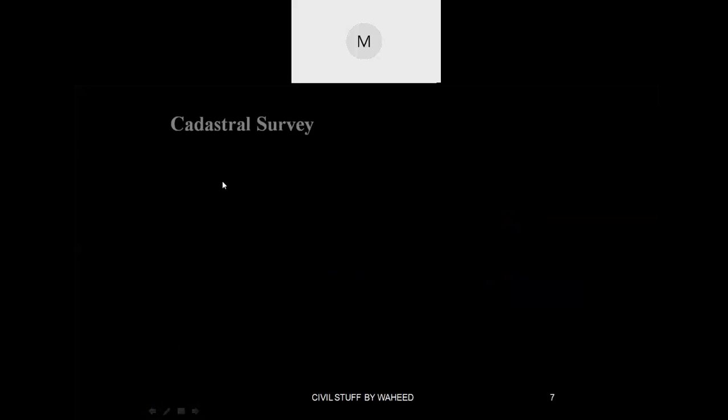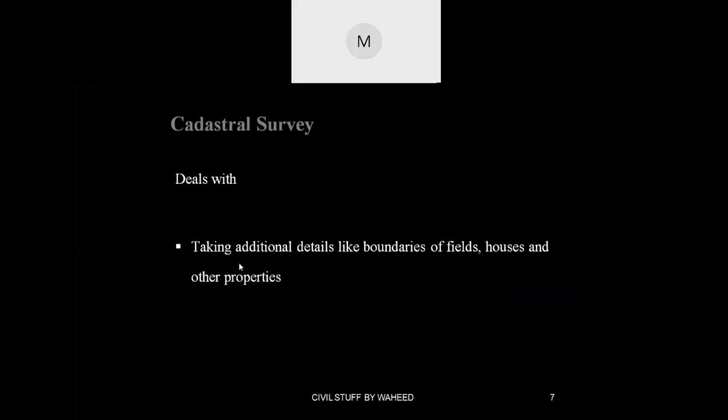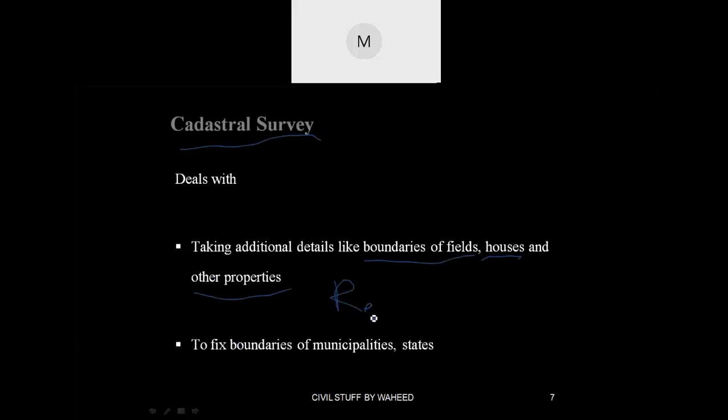Next, cadastral. What do you mean by cadastral? It is the survey which is performed to fix up the boundaries of your fields, meaning your agricultural lands, houses and other properties. All these come under cadastral survey. Okay. Now who will be performing this? It will be performed by the revenue department. The revenue department will be fixing up the boundaries and houses, other properties.